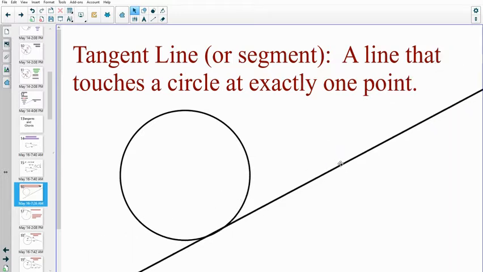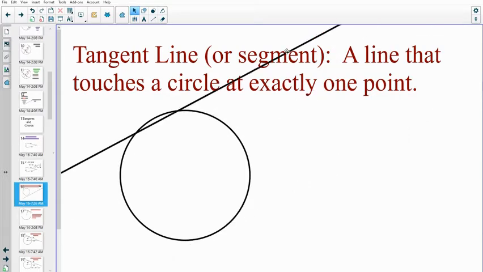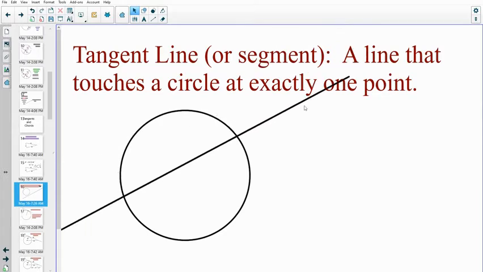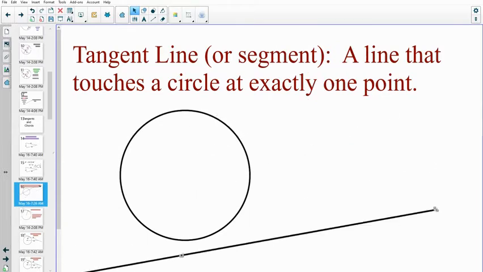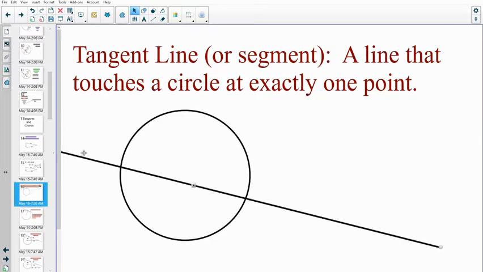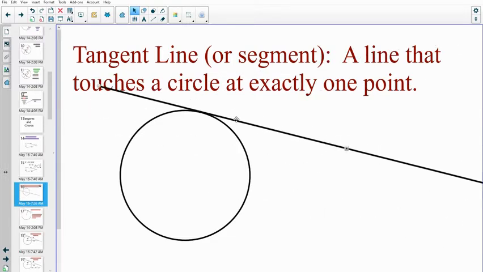To be a tangent line, it has to just barely touch the circle at that one point. So this would be what a tangent line looks like, or I could put it over here on this side and have it be tangent to the circle at that point. Or maybe I move some things around. There's a whole bunch of different tangent lines that we could draw. There's another tangent to the curve, a line that touches at exactly one point.